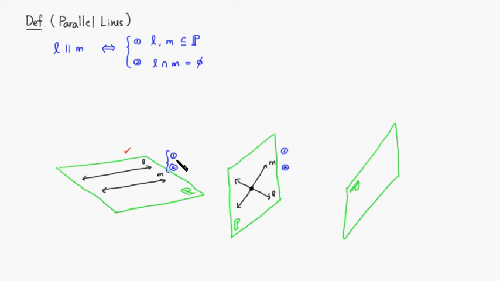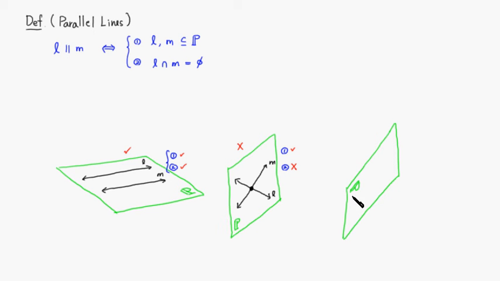This clears two conditions. This one clears the first because they live in the same plane, but 2 is violated. So therefore, this is not an example of parallel lines.